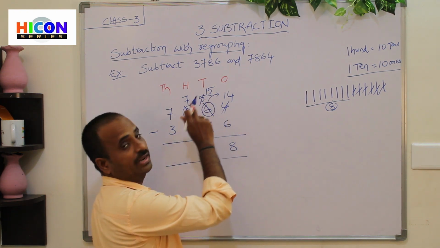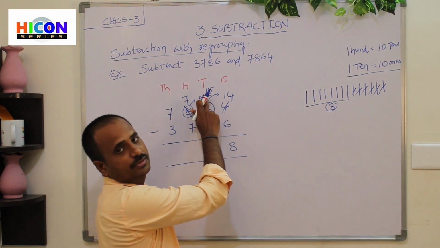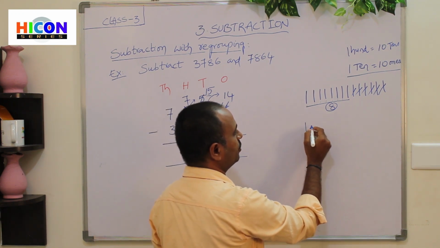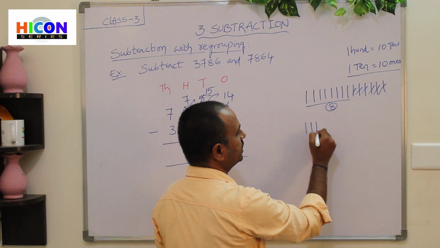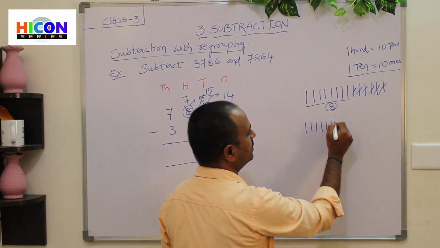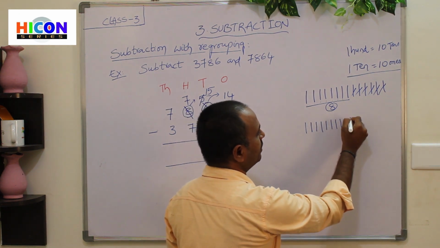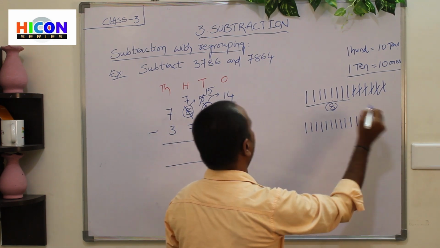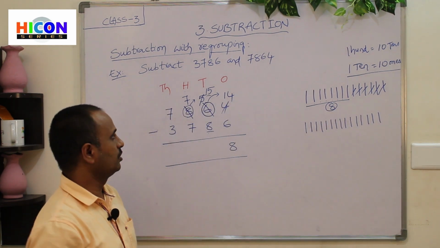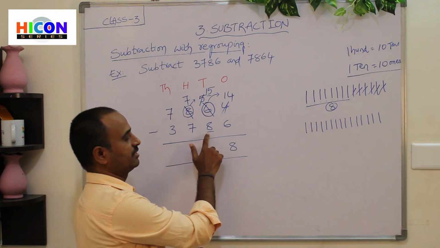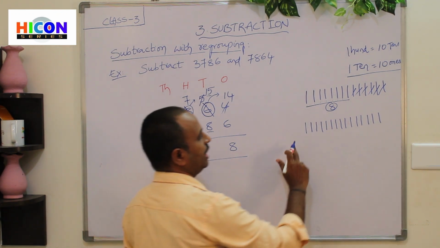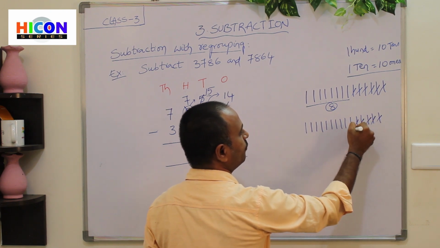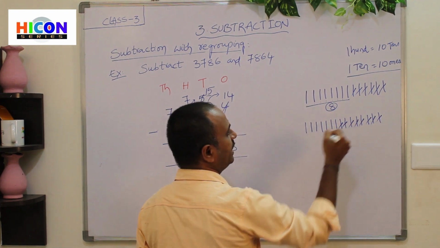How many lines do you have to draw? 15 lines, because the first number is 15. So just draw 15 lines in your notebook. 1, 2, 3, 4, 5, 6, 7, 8, 9, 10, 11, 12, 13, 14 and 15. Now children, strike off 8 lines among these 15 lines. 1, 2, 3, 4, 5, 6, 7, 8.